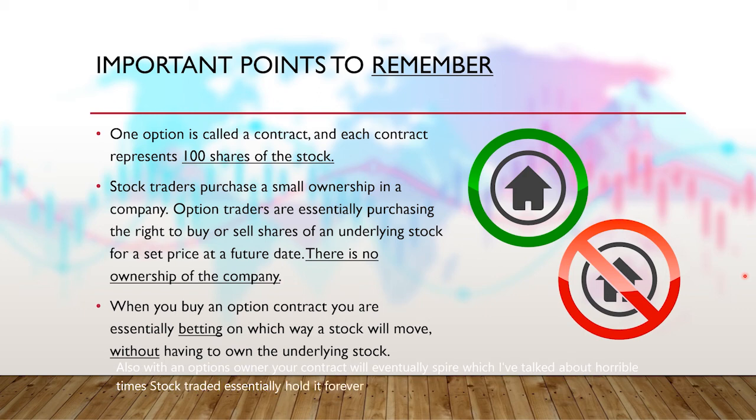When you buy an options contract, it can be broken into a simple term. You're essentially betting on which way a stock will move without having to own the underlying stock. That definitely has positives and negatives, but it's not betting as in Casino Royale. It's an educated assumption on where the market is going to move based on your research, your fundamental and technical analysis, and you investing your research to get yourself a position. So that is what an option is. It's very, very simple when you break it down like that.